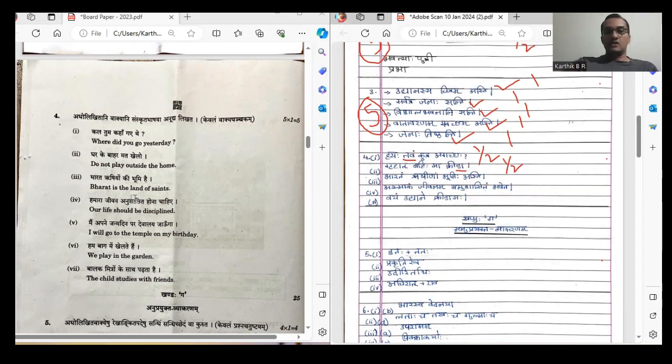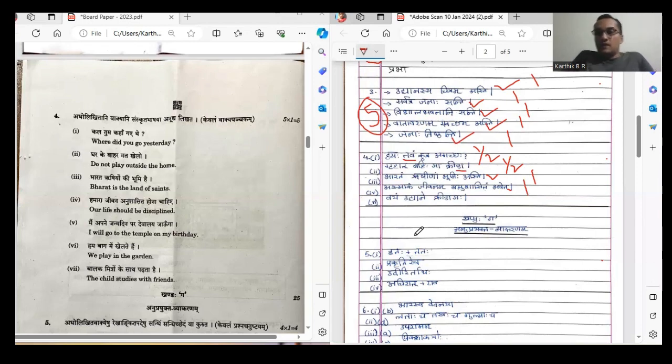Third one, Bharat Rishiyon ki bhumi hai. Bharatam Rishinam bhumihi asti. The sentence is perfect. So 1 mark will be given. Next one, Hamara Jivan Anushasit hona chahiye. Our life should be disciplined. Asmakam Jivanam Anushasitam Bhavet. Halanta sign is missing, but it can be ignored. So 1 mark will be given. Mistake is a mistake, but we can ignore that. So 1 mark is given.